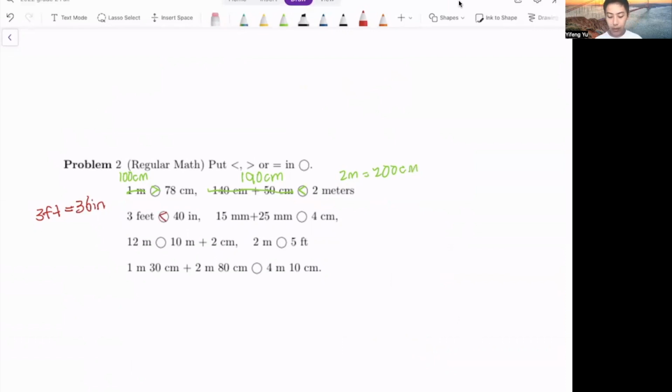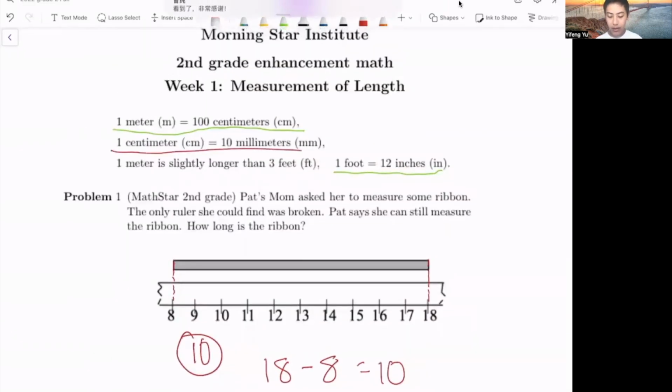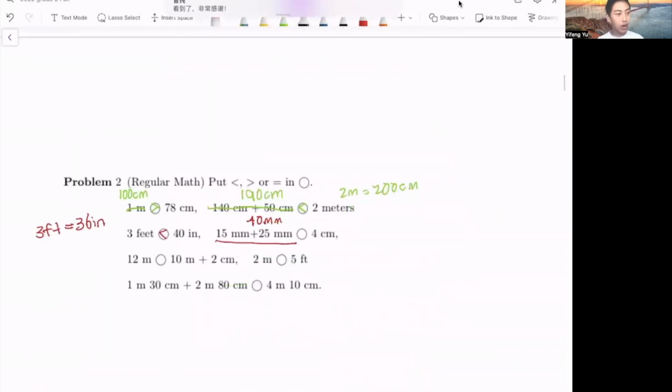And next, if we move on to the fourth question, 15 millimeters plus 25 millimeters is equivalent to 40 millimeters. And if we go back up here, 1 centimeter is equivalent to 10 millimeters. So if there are 4 centimeters here, then that means that they are equivalent to each other.